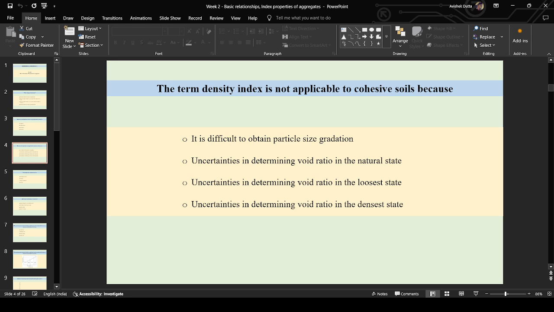I repeat the question. The term density index is not applicable to cohesive soils because it is difficult to obtain particle size gradation, uncertainties in determining void ratio in the natural state, uncertainties in determining void ratio in the loosest state, uncertainties in determining void ratio in the densest state. I hope it was clear. Next question.